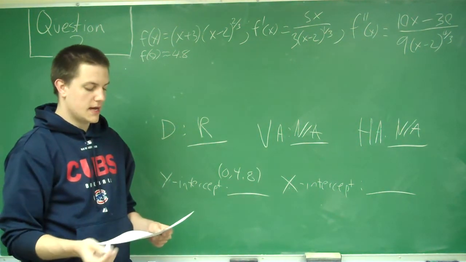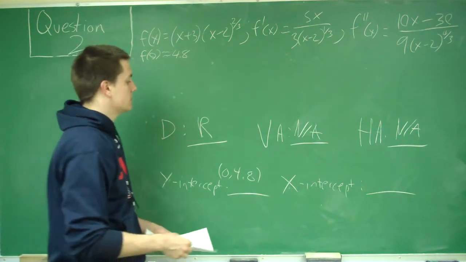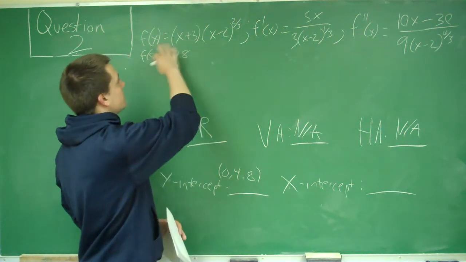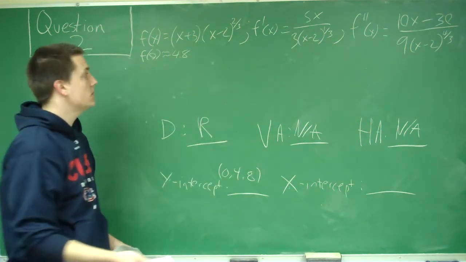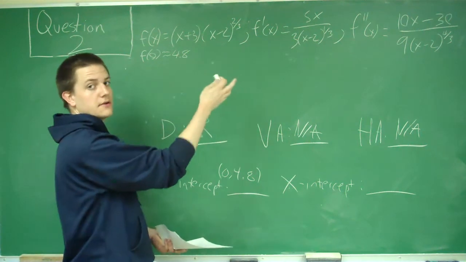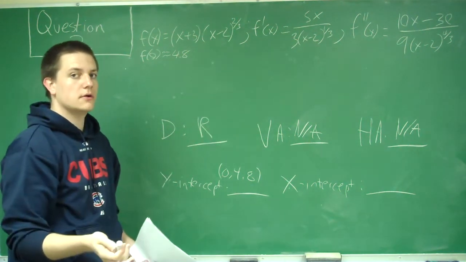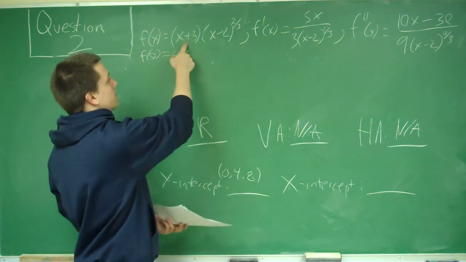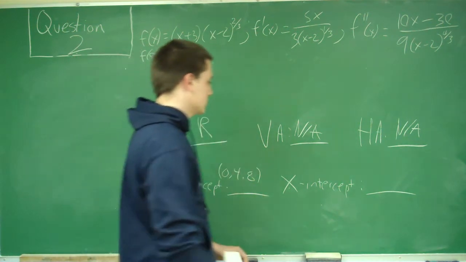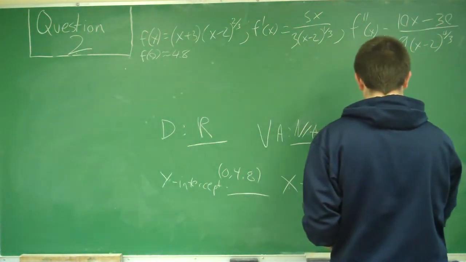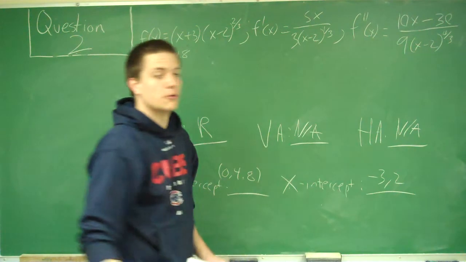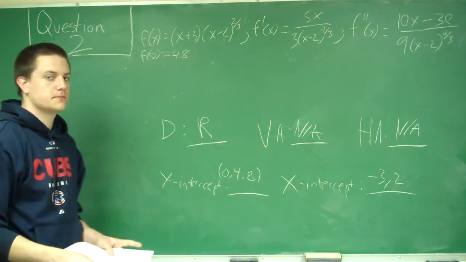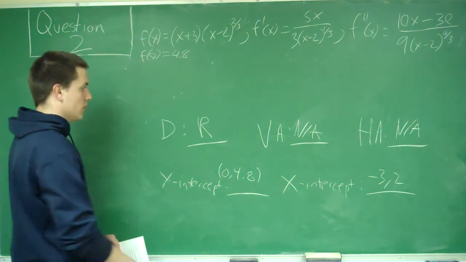And they also want to know the x-intercepts. So that's what makes the original function equal to 0. Since this is already factored, we set each independent part equal to 0. So clearly -3 and +2 will make the original function equal to 0. So that's for part 1.